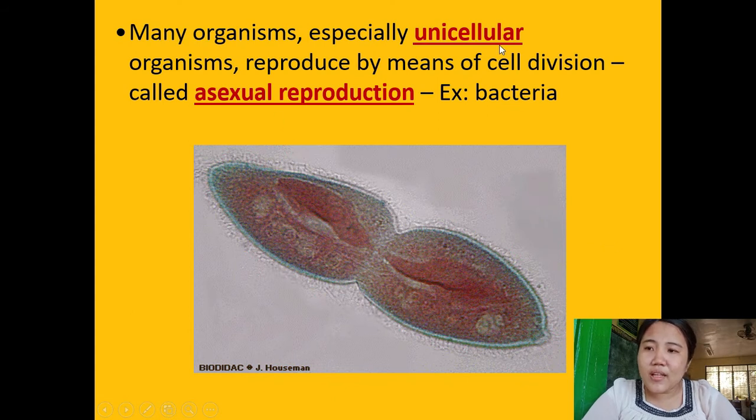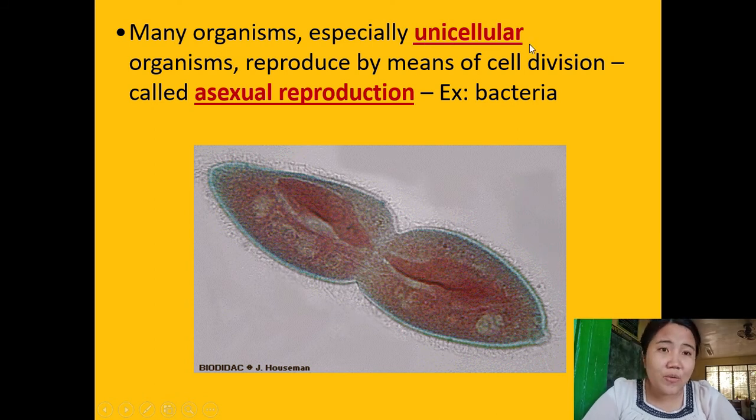Unicellular organisms reproduce by means of cell division, which is called asexual reproduction, and that is called binary fission. Like this one, this is actually a bacterium undergoing binary fission, and it turns out that the division will result in reproduction. But this reproduction is called asexual because there will be no exchange of gametes. So it is called asexual reproduction, specifically only in unicellular organisms.